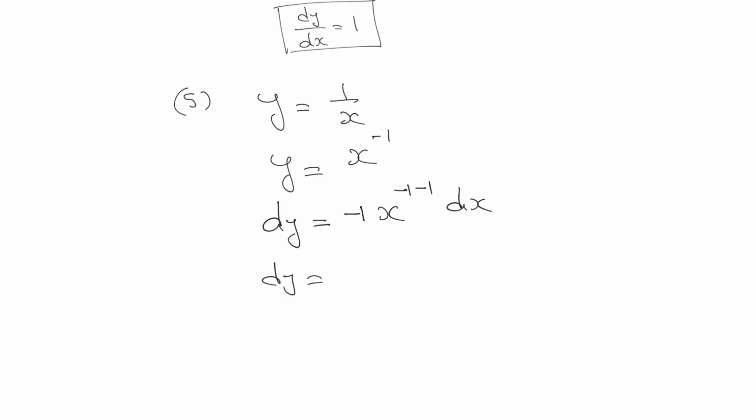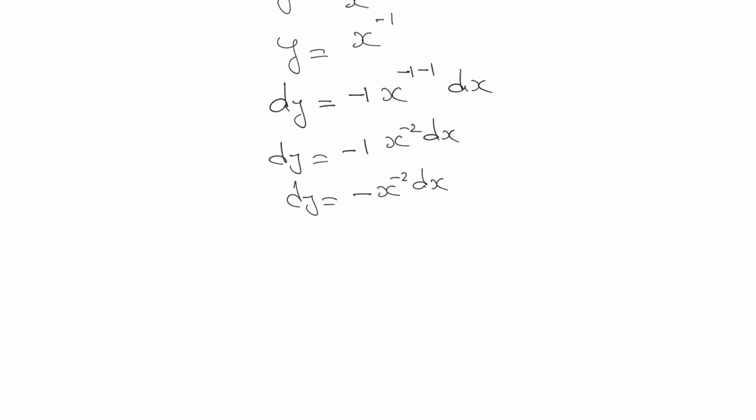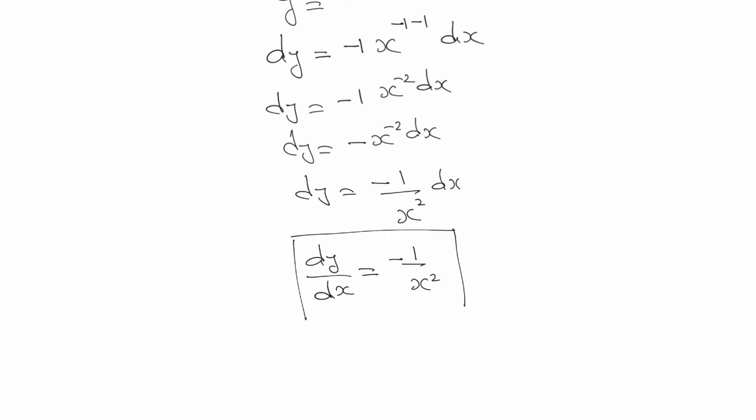So we can write dy will be equal to minus 1 into x raised to minus 2 into dx. Or you can write differentiation of y will be equal to minus of x raised to minus 2 into dx. Or if you want, we can write this x raised to minus 2 on the denominator, so this is going to be x raised to 2 into dx. Or if you like to find out the value of dy by dx, we can write dy by dx will be equal to minus of 1 by x square. This will be our final answer for dy by dx.